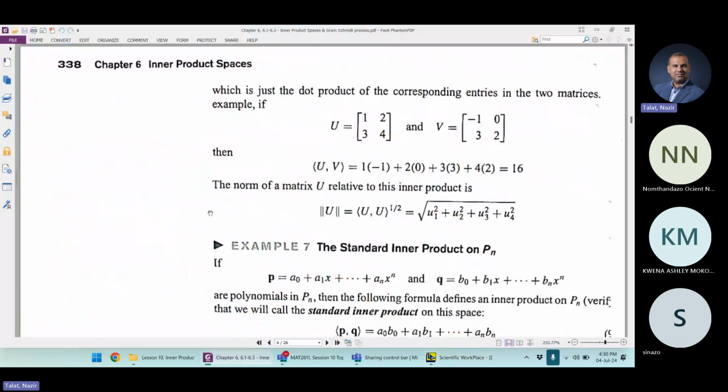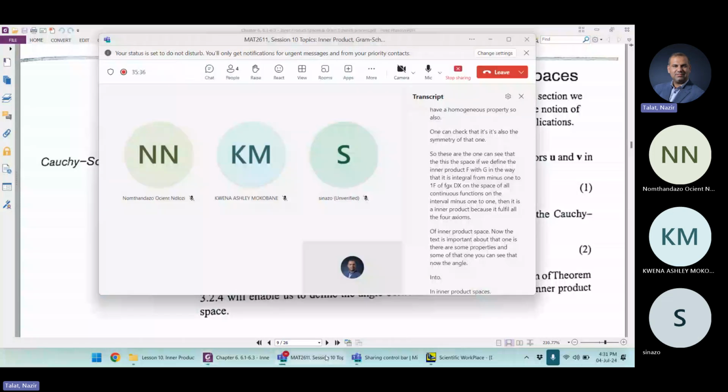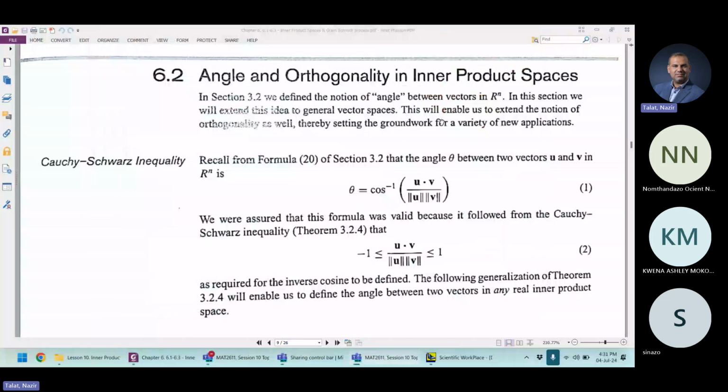So here we can see the angle and orthogonality in inner product space. We can compute the angle between two vectors, which is always theta equal to cos inverse of u dot v over the norms. This dot product is actually the inner product between two vectors. So with the help of this, we can find the angle.